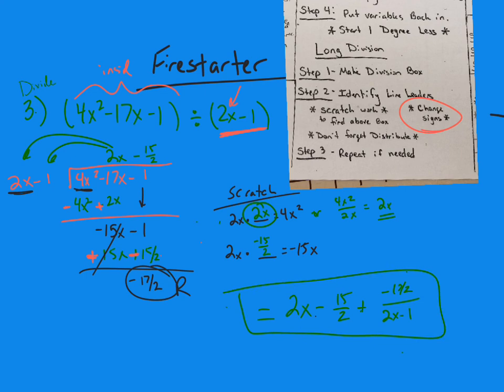You will not see something like that on your post-test. I would actually probably do some work to make this a little bit different. So what I would probably do to make this nicer is multiply everything by 2 and do some work here, but it's fine. I'll leave it the way it is. That's an acceptable answer.